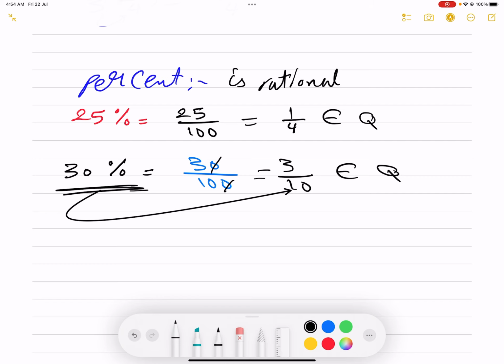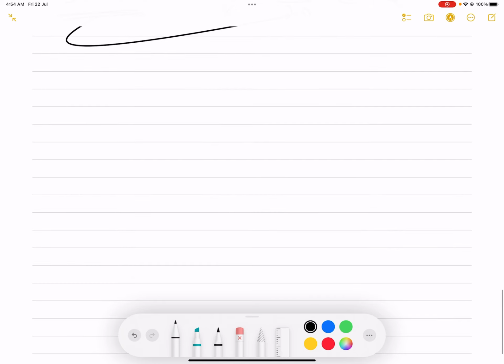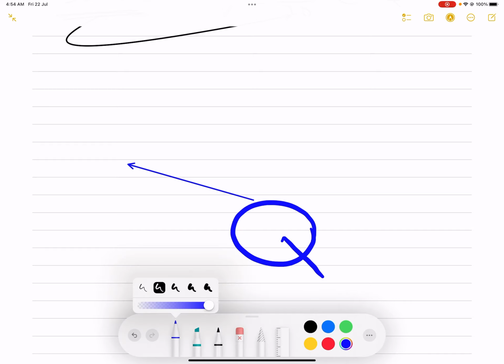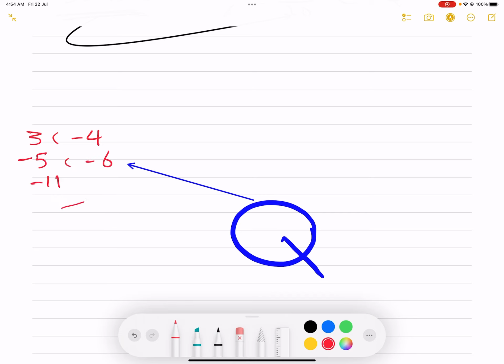So let me summarize the story. What is rational, Mr.? Look, guys, let's write it again: rational. It can be any integers like 3, -4, -5, -6, -11. All of these numbers in front of you, we can consider all of them rational. Why, Mr.? Because I can write them in the form of numerator and denominator. So 3 will be 3 out of 1, 4 out of 1, -7 out of 1, -9 out of 1, and so on.